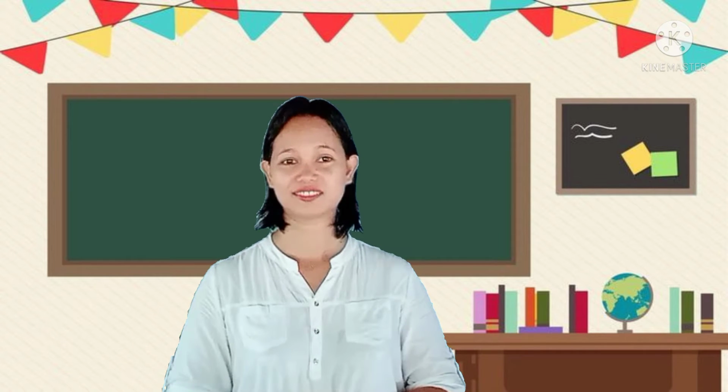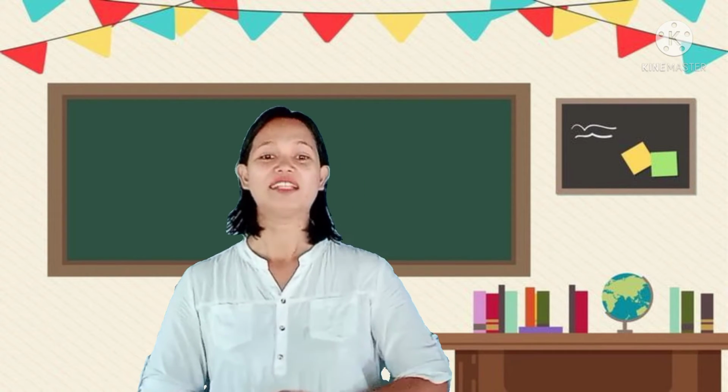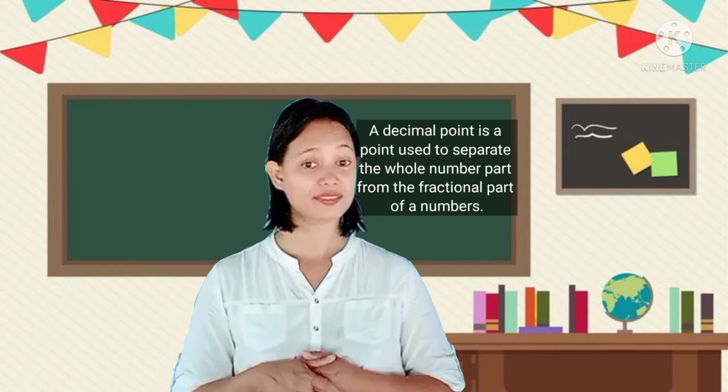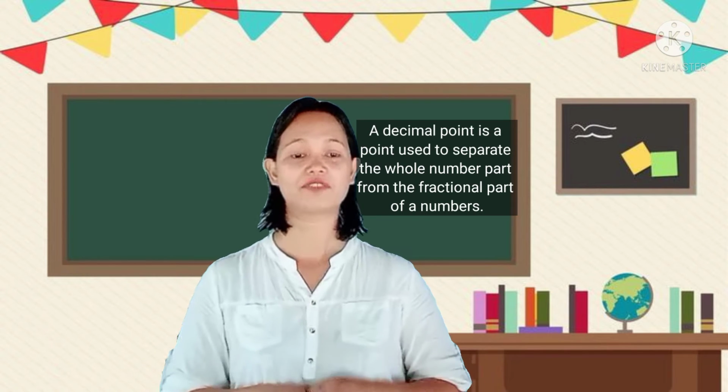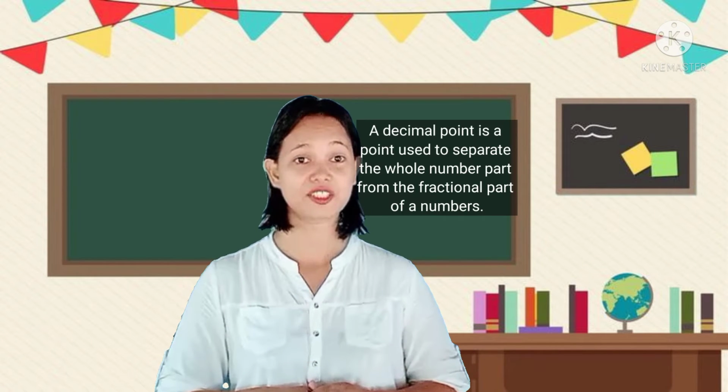Are you done computing, children? What is your answer? 90.44. You're right. What is the decimal point, children? Yes, a decimal point is a point used to separate the whole number part from the fractional part of a number. Always remember that, children.